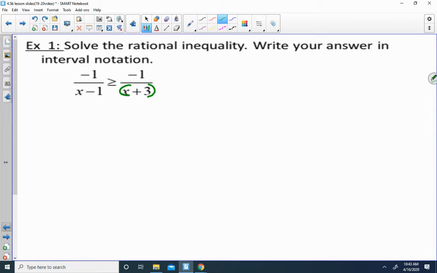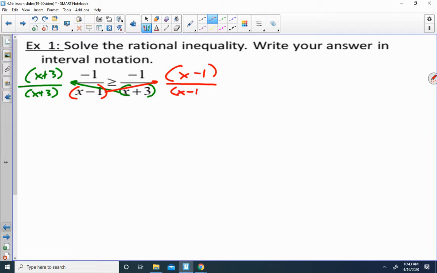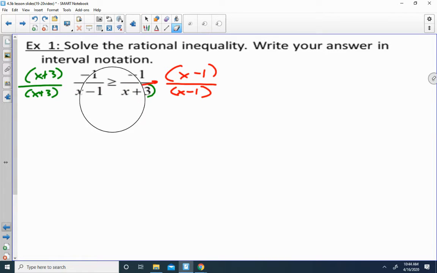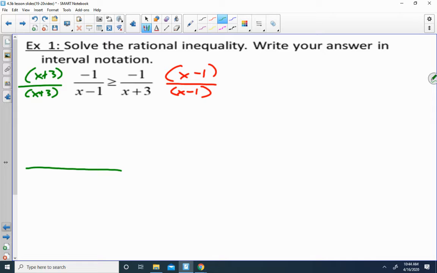Let's go ahead and take the x plus 3, and we're going to multiply that to the opposite side. So x plus 3, x plus 3. And then we'll do the same thing with x minus 1. Multiply that to the opposite side. Okay? All right, now we've done that part. Now let's do the actual multiplying part. We'll do this side first.